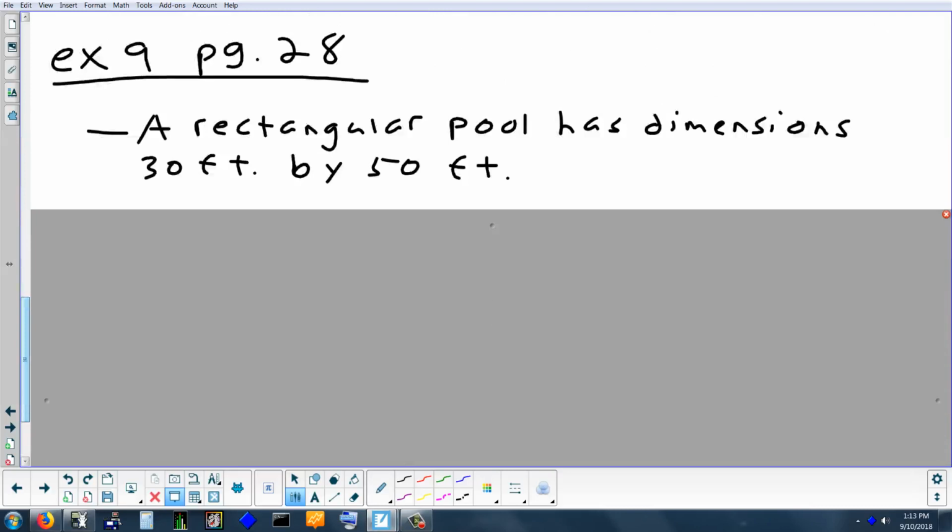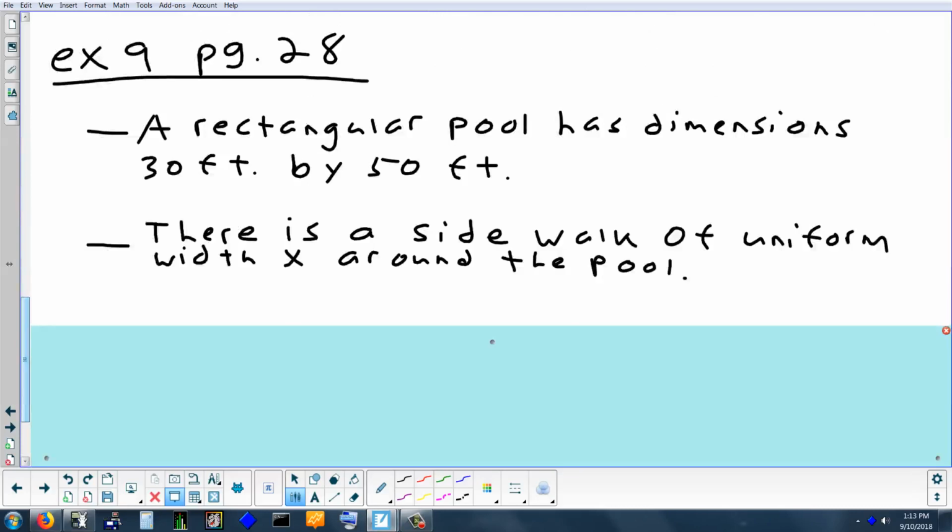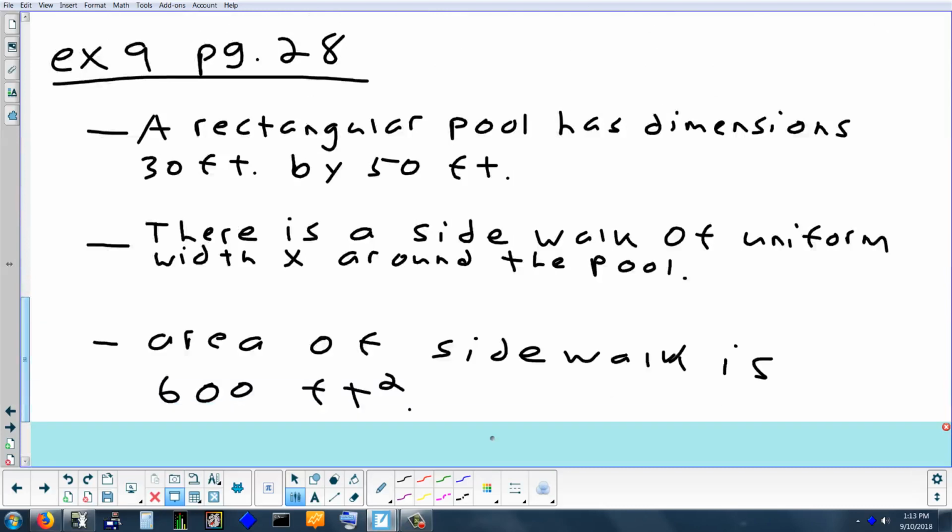Okay, so let's look at this word problem. So we've got a rectangular pool, and the pool is 30 by 50 feet. There's a sidewalk all the way around the pool, and the sidewalk is the same width on every side. We'll call the width x. I'm not going to tell you what the width is, that's what you're going to have to find. But I'll tell you the area of the sidewalk is 600 square feet.